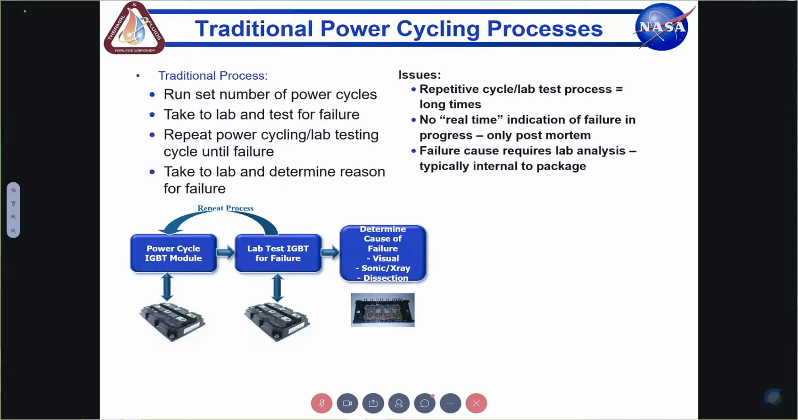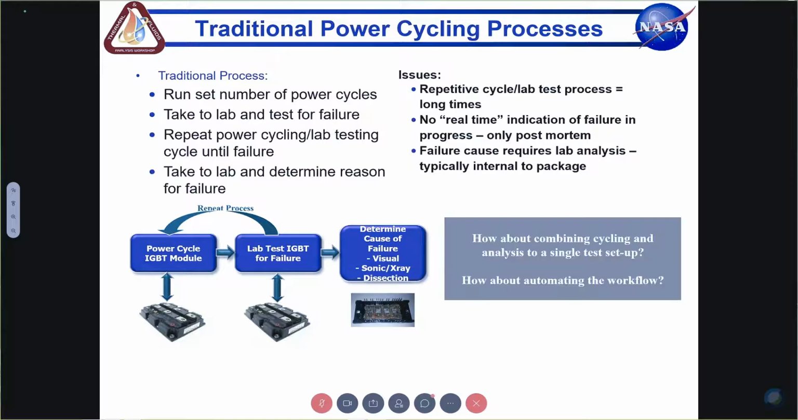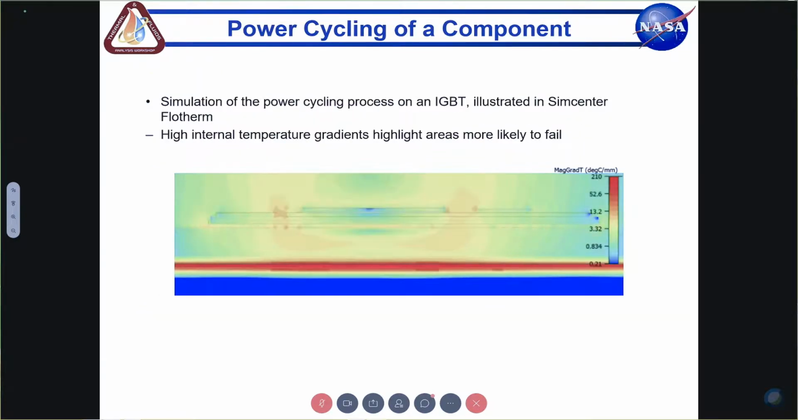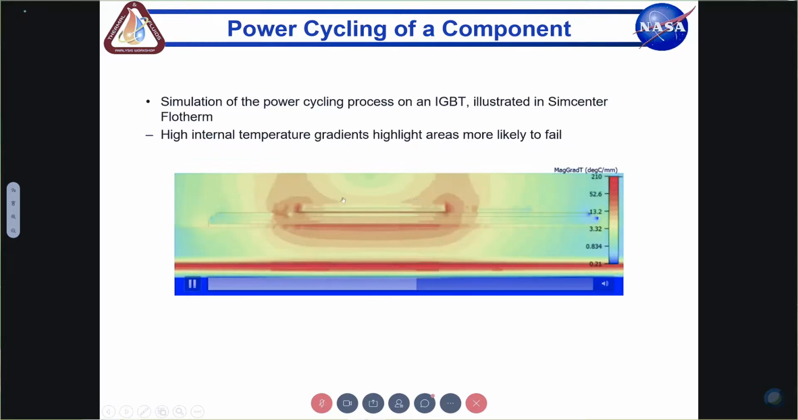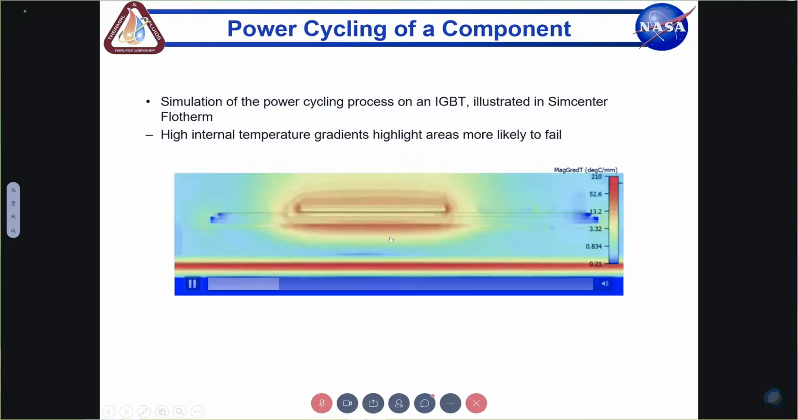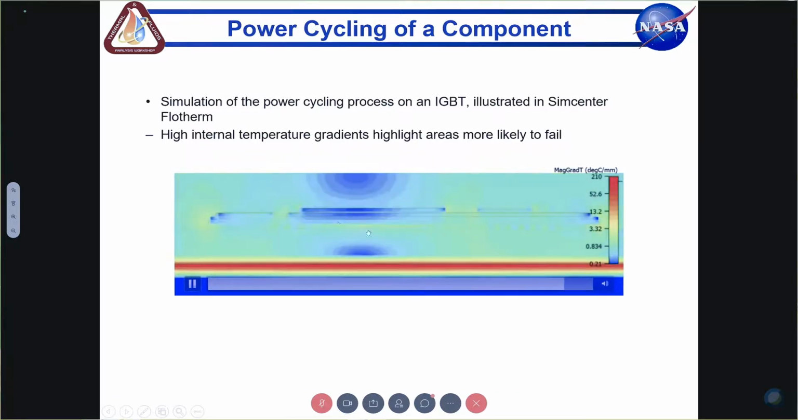Typically, in order to understand what happens to your component, you need to stop the process, take the component off the test bench, and do some sort of analysis, typically X-ray or ultrasonic microscopy, to understand if there is any voiding developing between the semiconductor component and the package. And once you have that information, you put the package back to the test and continue.